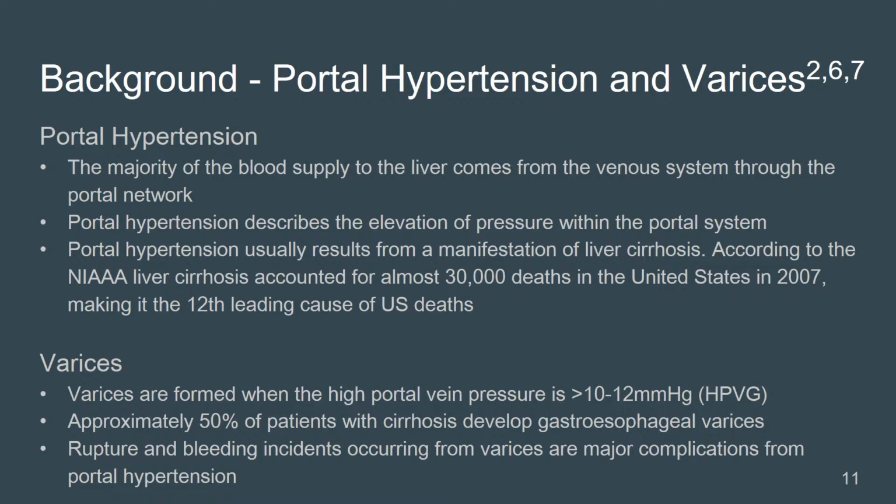deaths. In regards to varices, varices are formed when the high portal vein pressure is greater than 10 to 12 mmHg. Approximately 50% of patients with cirrhosis develop gastroesophageal varices. Rupture and bleeding incidents also occur from varices, and are major complications from portal hypertension.